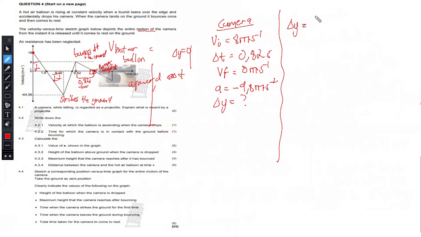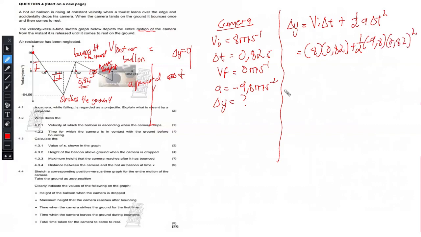Okay, let me just change the formula just for the fun of it. Delta y equals vi delta t plus half a delta t square. Then vi, that's 8. Our delta t, 0.82. And then plus half, our acceleration is what? Negative 9.8. And then delta t is 0.82 and then square that, right? So you're just going to punch all of that into your calculator. And then when you punch it into your calculator, it gives you what?